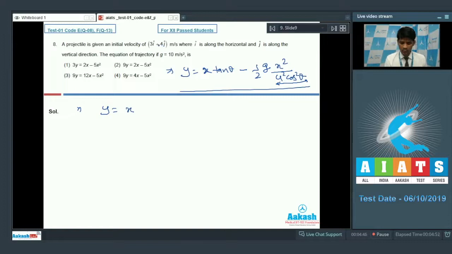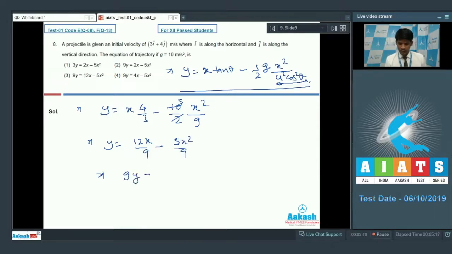Tan theta from here is 4 divided by 3, minus g taken as 10 by 2 x². This part is the velocity component in the x direction, that is 3. So the square of that part will be 9. This will be 5. Well, y = 12x/9 minus 5x²/9, or I would say 9y must be equal to 12x minus 5x². So for question number 8, 9y = 12x - 5x², that is option 3 is the correct answer.